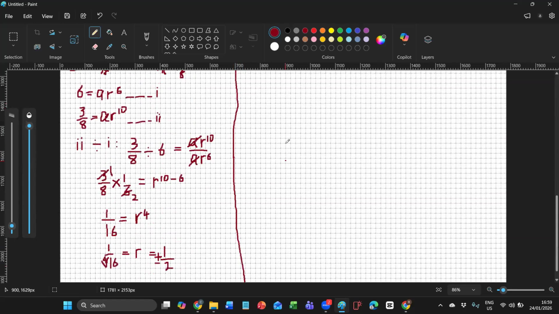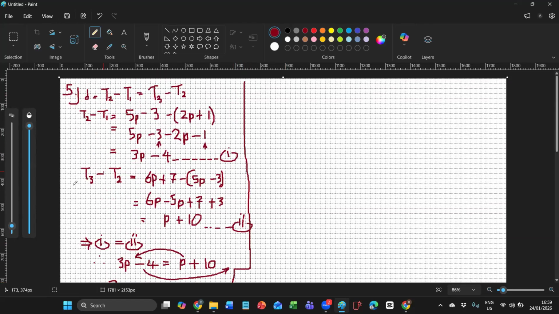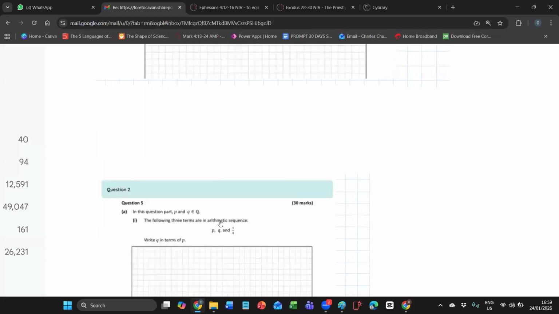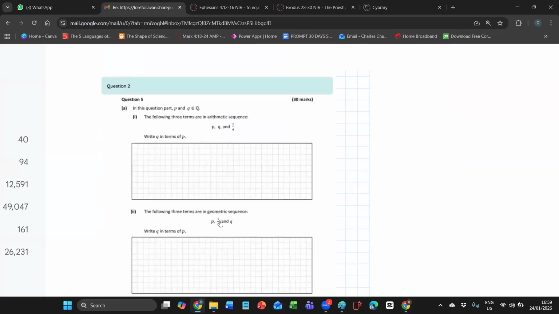Okay, so here we go to the next one. So this one that we solved here was actually 5A. So let's go back to the question. Here we have question 5. Question 5 says in this question part, P and Q are elements of, I think it's set of integers.